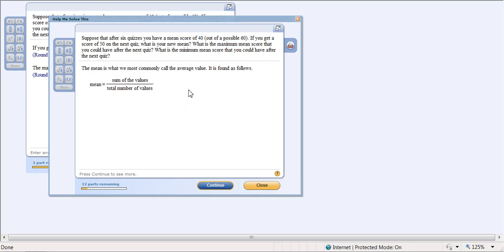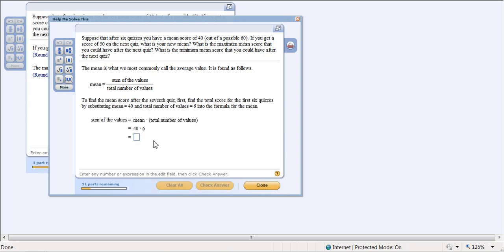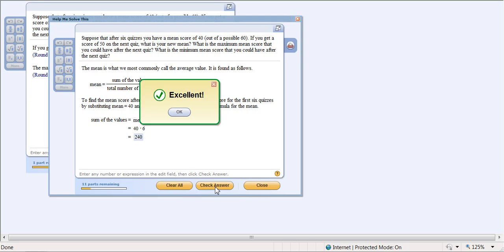So you could think of taking, for example, 40 plus 40 plus 40 plus 40 plus 40 plus 40. That would be 6 scores that when you add them up, you get 240, and then you divide by 6 to get 40. So that's where he gets this 40 times 6. He's saying that you have 6 scores, and say they were all 40. So you'd have 6 40s, and we get 240. I'm going to check the answer here and say excellent.